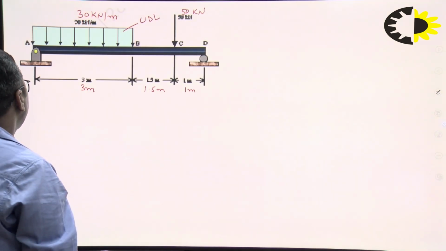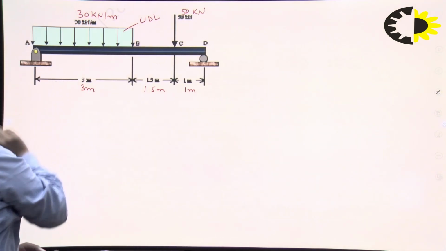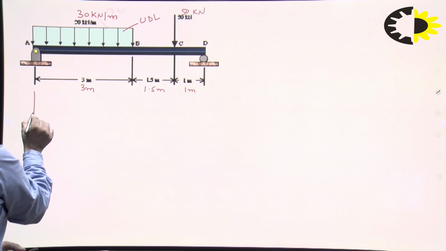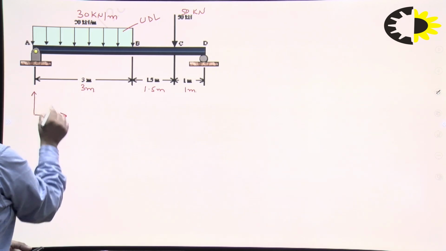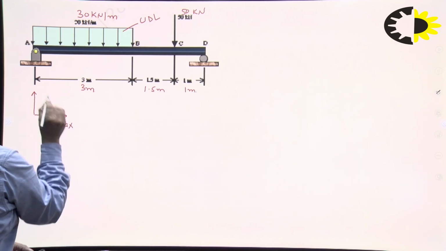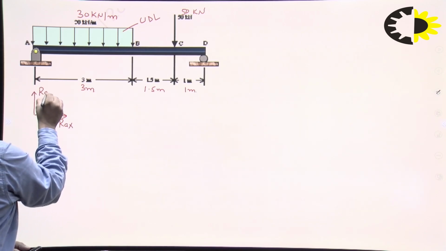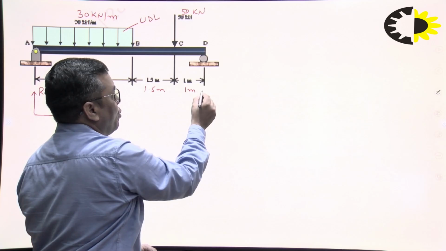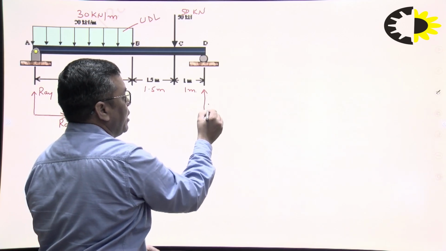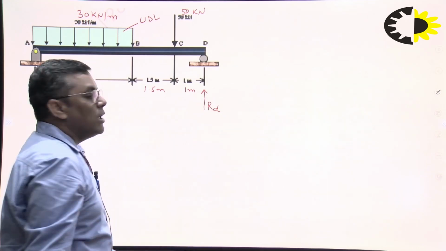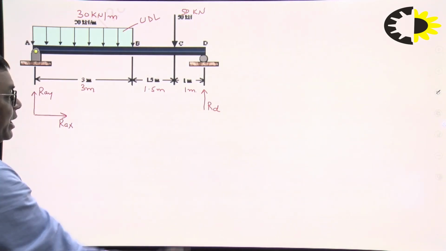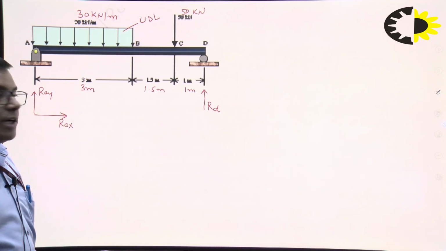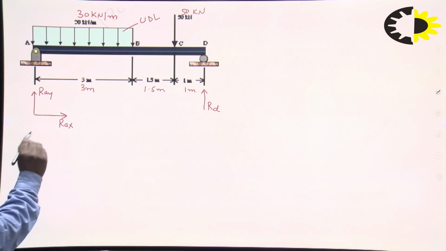Which type of support here? At A, it is a hinge support, and when we replace the hinge support, it will be replaced by two reaction forces. One is the horizontal reaction, RAX, and the second in the y direction, RAY. At point D there is a roller, so there will be a vertically upward reaction force, RD. For finding the unknown reaction forces RAX, RAY and RD, we have to apply equilibrium equations.